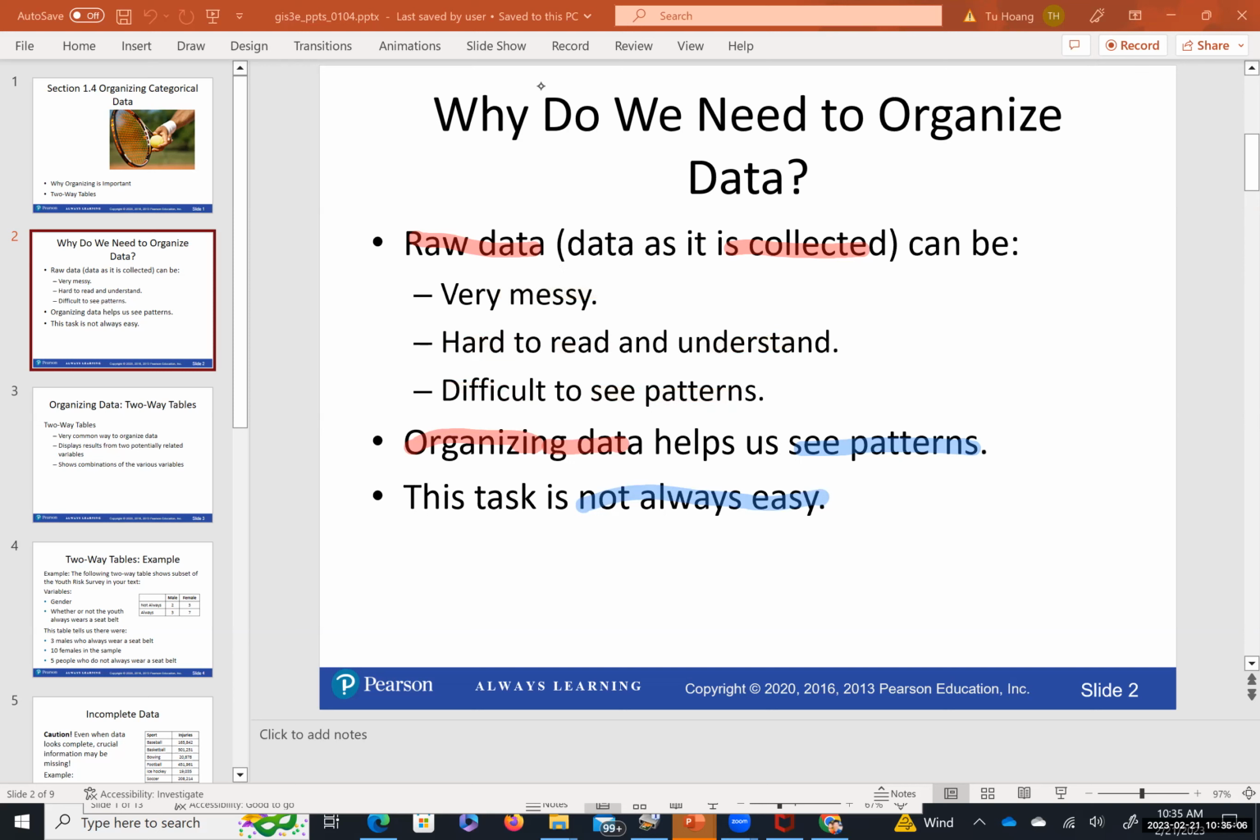So the highlight is kind of very messy, hard to read, difficult to see the pattern. All right, so that is this line. Let's move to the next line.